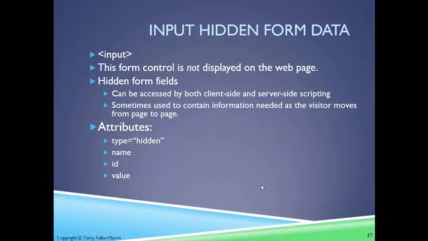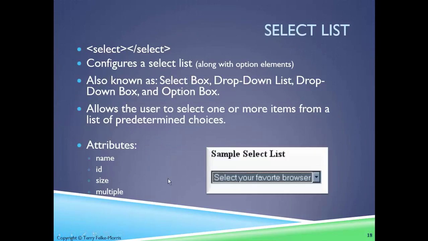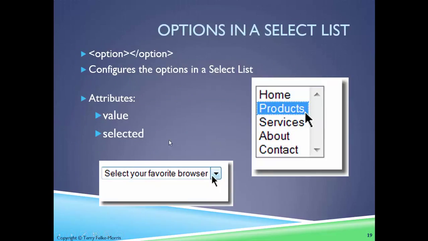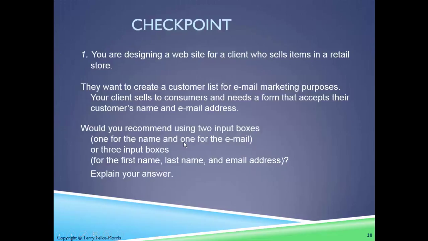You can have hidden form data. Be very leery of form data that's hidden because it doesn't display on the web page. But if you right mouse click on the web page and choose view source, you can see hidden data. Select list, for drop downs, we've already looked a little bit at this and the options that go inside of it, so we've looked at this stuff.